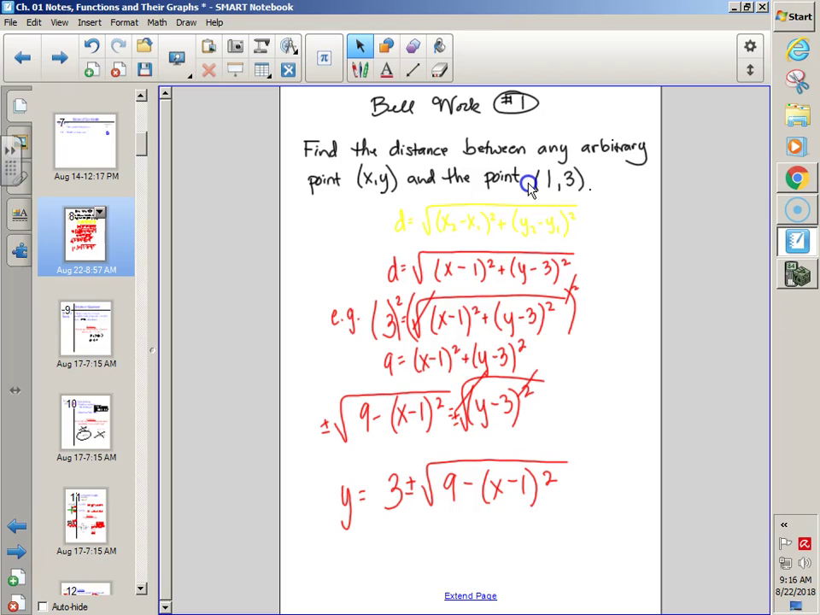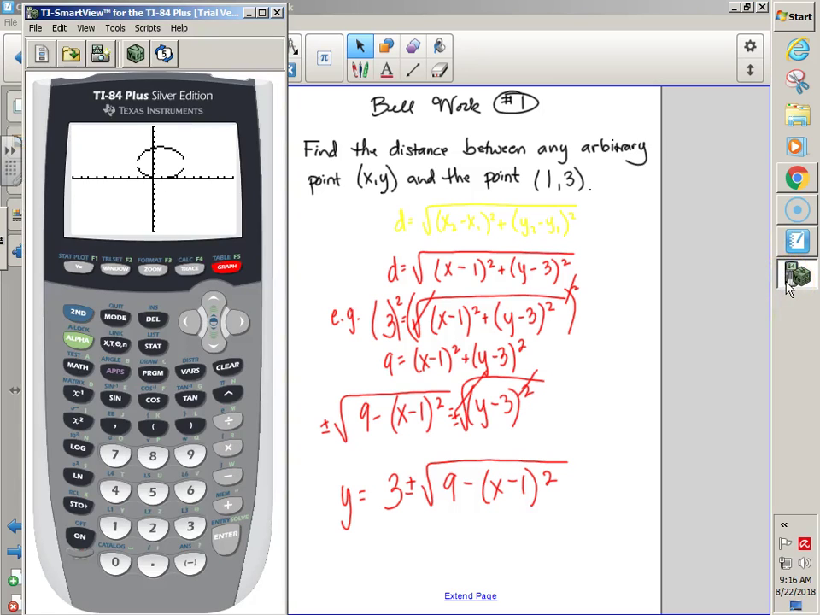So I said 3, so guess what the radius is of the circle that we're looking at right here? What do you think the radius is? Yeah, because the distance is 3. What if I was to say the distance was 5? How big would the circle be? What if the distance was 10? What if the distance was 20?